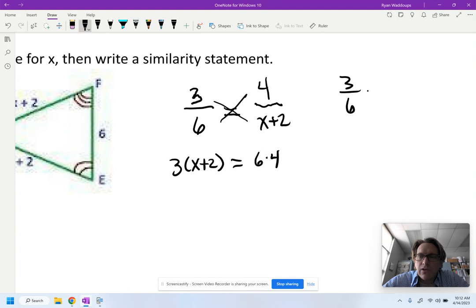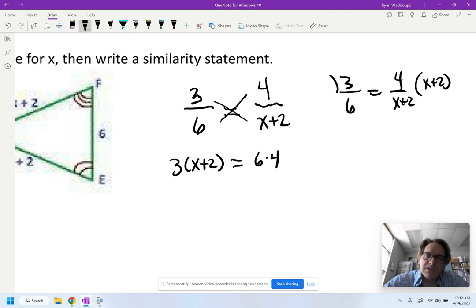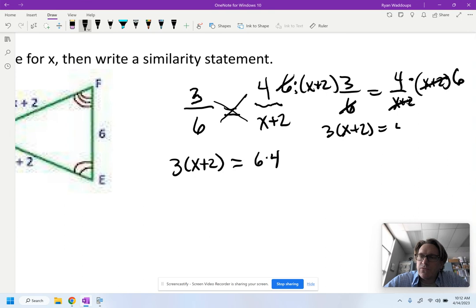You can say 3 is to 6 as 4 is to x plus 2. And I would get rid of the x plus 2 from the denominator by multiplying both sides by x plus 2. And that cancels the x plus 2 on the right. And then I get rid of that 6 by multiplying both sides by 6, and that cancels the 6 on the left. So what you get as a result is 3 times x plus 2 is equal to 4 times 6, or 6 times 4. And that's the same thing that we got just by taking the cross product.